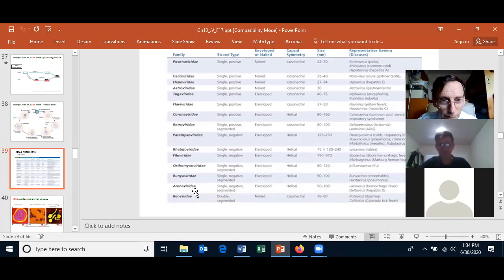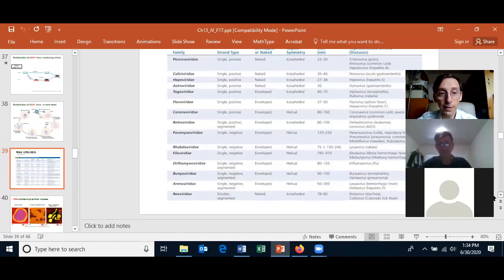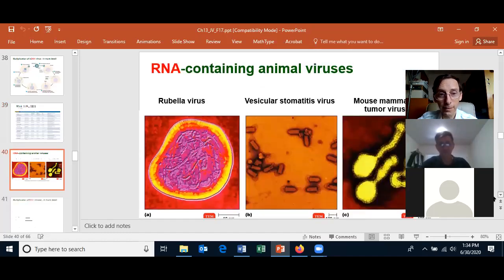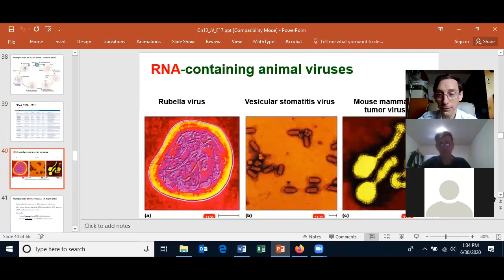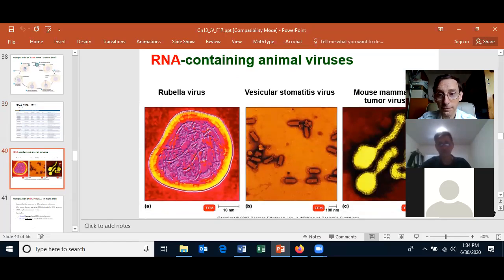Does anyone see retroviruses on there? Oh, there it is, right there. So that's one exception. The retroviruses replicate in the nucleus of the cell. All the other RNA viruses replicate in the cytoplasm of the cell. We'll also talk about the coronaviruses briefly, looking at different RNA viruses.